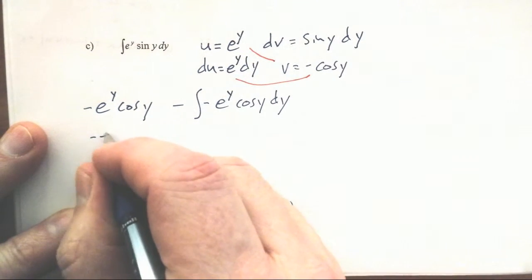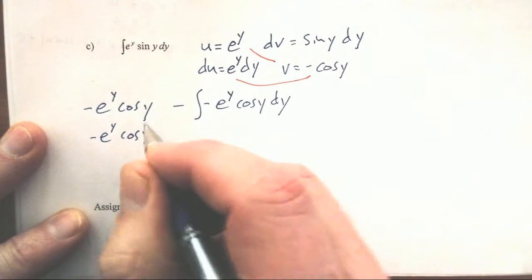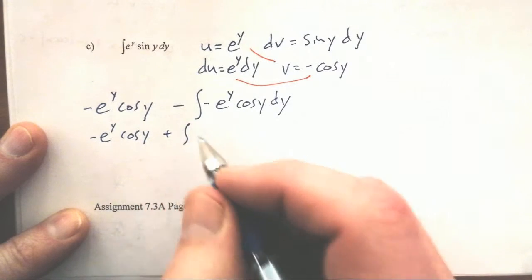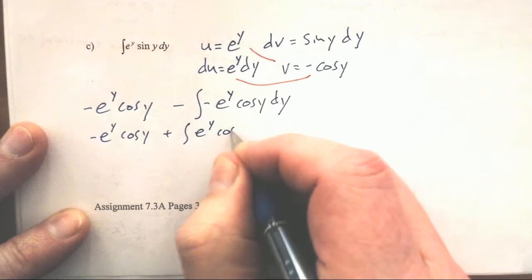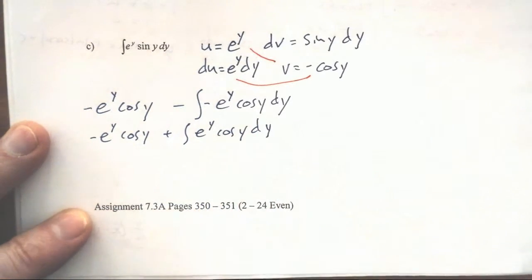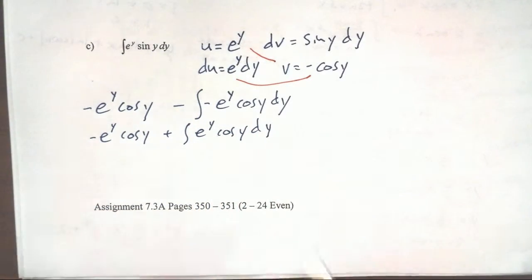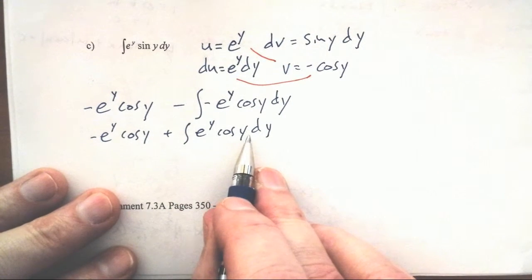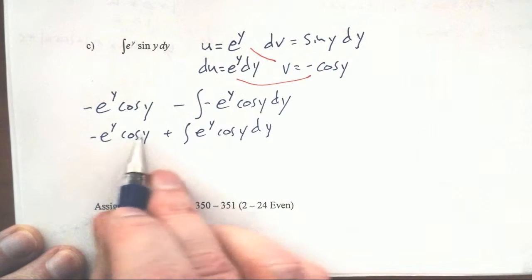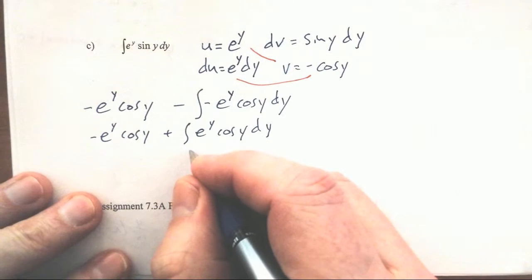Quick cleanup of this. Negative e to the y cosine y plus the integral, minus minus plus, e to the y cosine y dy. Now at this point, I might be tempted to go back and change u, change dv, flip these around and give that a try, but I promise you you're going to end up in a similar situation. So what do we do now? Now I have to try to integrate this, and I have to ask this term just to be patient for a while. So here we go.